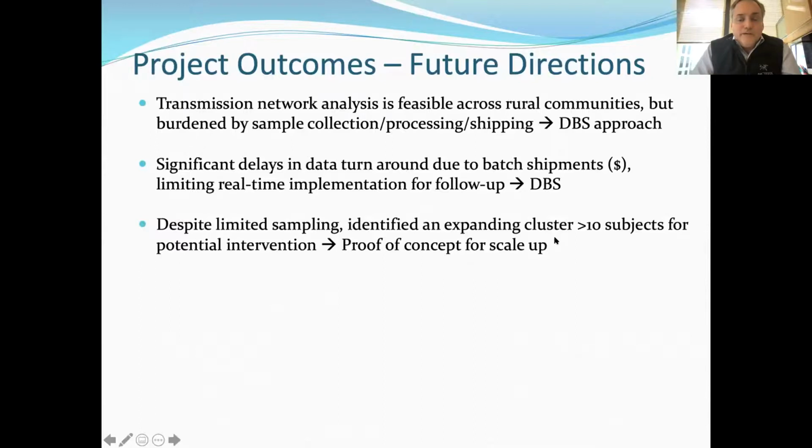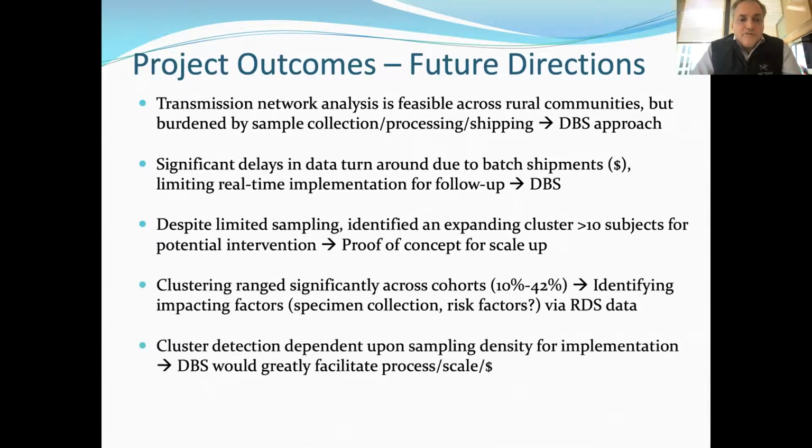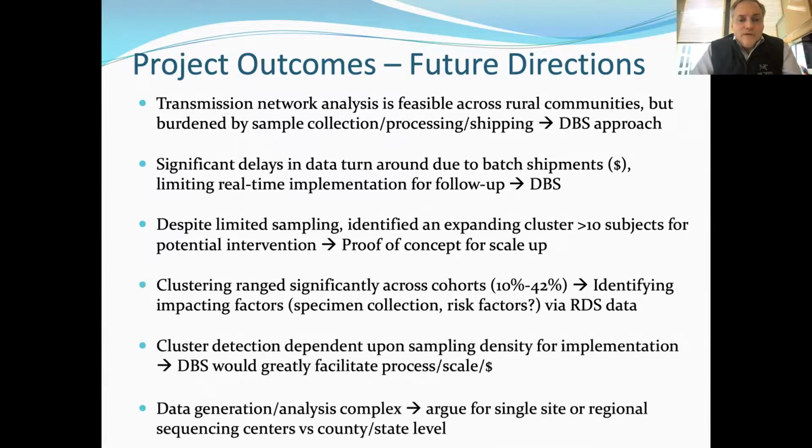We were able to identify a number of different clusters within the majority of the cohorts, and the clustering ranged significantly across cohorts, again suggesting that there are other factors that may be driving the level of clustering that we see at each of these sites. Cluster detection is dependent upon sampling density, and I think it's something that needs to be done at scale. But at that point, the cost of the approach can come down quite dramatically.